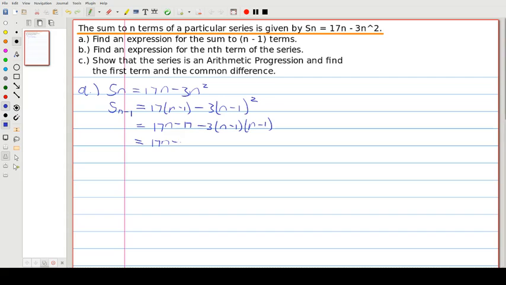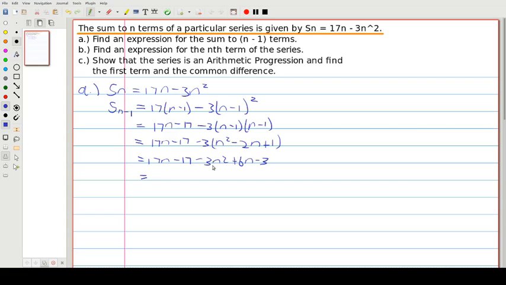Okay, let's keep the 17n minus 17 minus 3 and let's multiply out this bracket. So n times n is n squared, n times negative 1 is negative n, negative 1 times n is another negative n, so we get minus 2n, and then negative 1 times negative 1 is positive 1. Alright, one more bracket to multiply out, and that is multiplying the 3 out, so negative 3n squared, then negative 3 times negative 2n is plus 6n, negative 3 times 1 is negative 3.